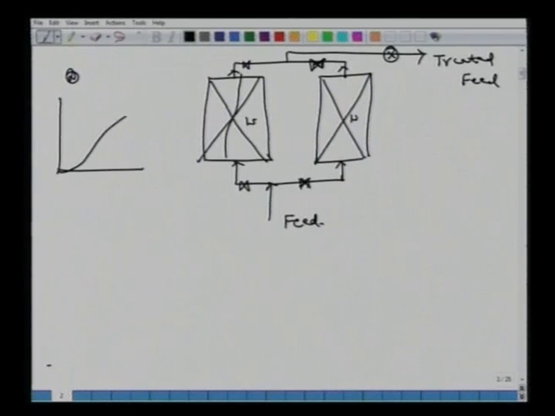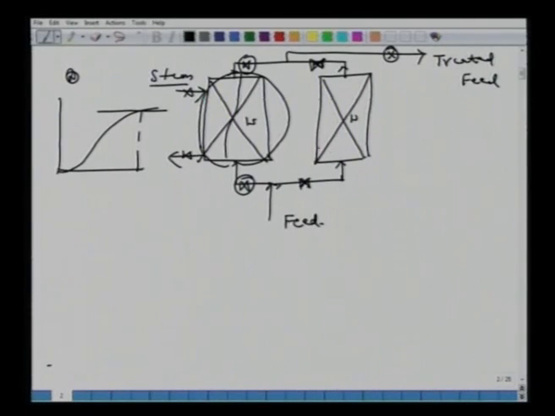When the bed becomes saturated, one has to stop this, close this valve, and let the feed go through the other bed. Alright, so that makes the process continuous. But when the first bed is saturated, one has to regenerate it. So maybe you will bring in some steam or some fresh fluid to regenerate it. So at that time you have regeneration.